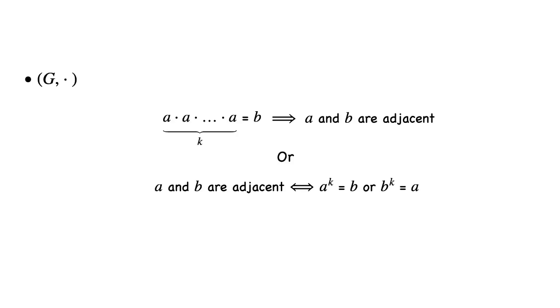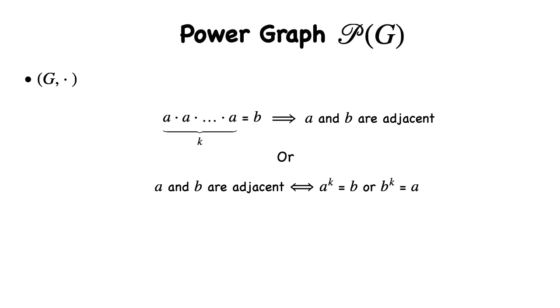Formally speaking, if we are given a group G with group operation dot, then A and B are adjacent in the graph if either A is a power of B or B is a power of A. Such a graph is known as a power graph. In this work, we have considered finite groups.